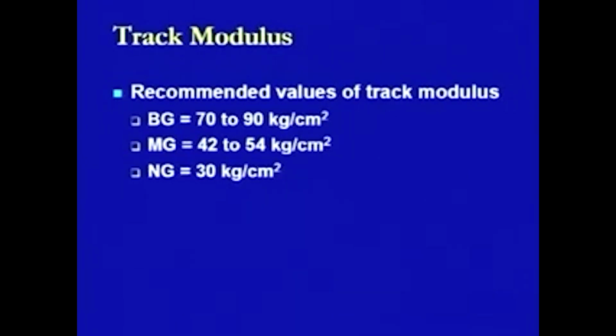Here the recommended values of the track modulus for the different gauges have been shown. What we can see is that if we go from the higher gauge to the lower gauge, that is from the broad gauge to meter gauge or from meter gauge to the narrow gauge, the value of track modulus is decreasing. It is 70 to 90 kg per centimeter square in the case of the broad gauge, whereas it is 40 to 54 kg per centimeter square in the case of meter gauge. Lastly, in the case of narrow gauge, this value is almost 1/3 of what we are getting in broad gauge, or you can see it ranges from 1/2 to 1/3, that is, it is around 30 kg per centimeter square.